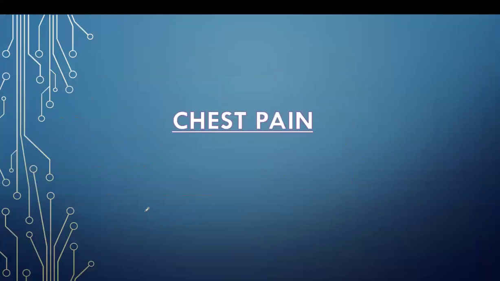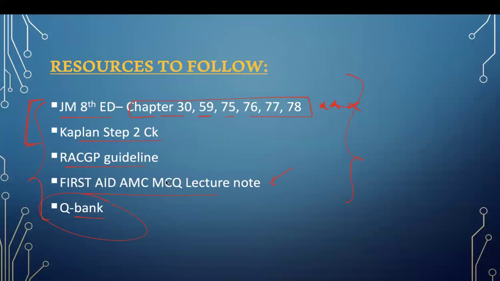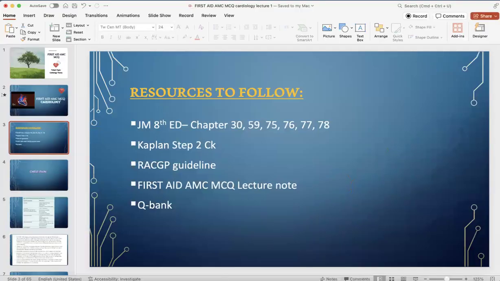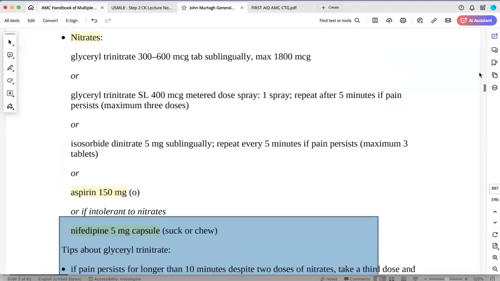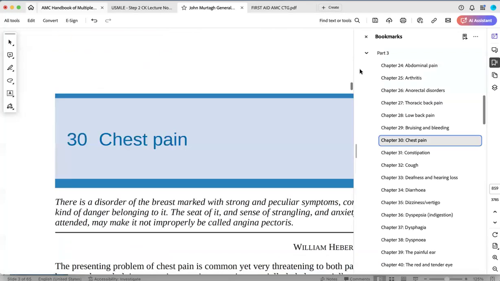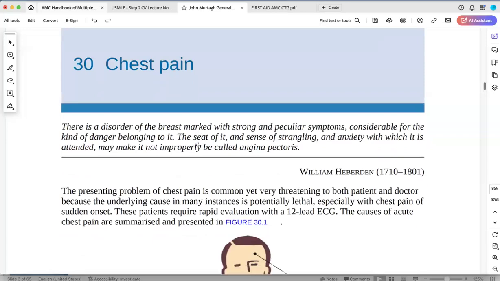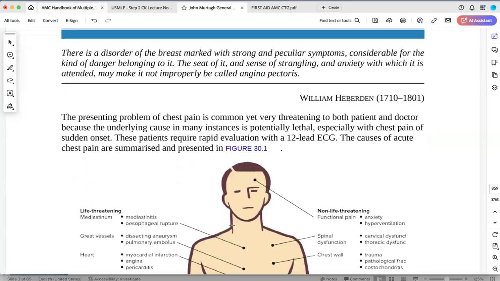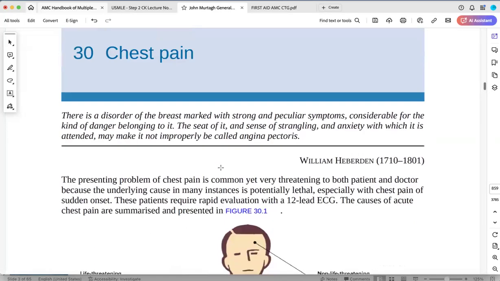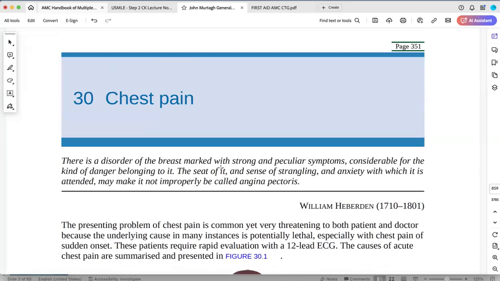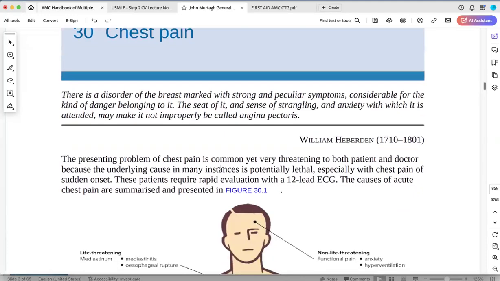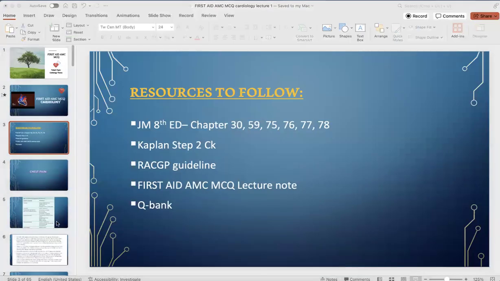Okay. So the first topic for tonight is chest pain. And for chest pain, there is a chapter in John Murtagh as well. Chapter 30 is the John Murtagh chapter, which is chest pain. And that's what we are discussing now. We will go into this chapter later, at the end of the class, just to show you what the important things are that you can go through from here. But first, we are going to give you a basic idea about this.